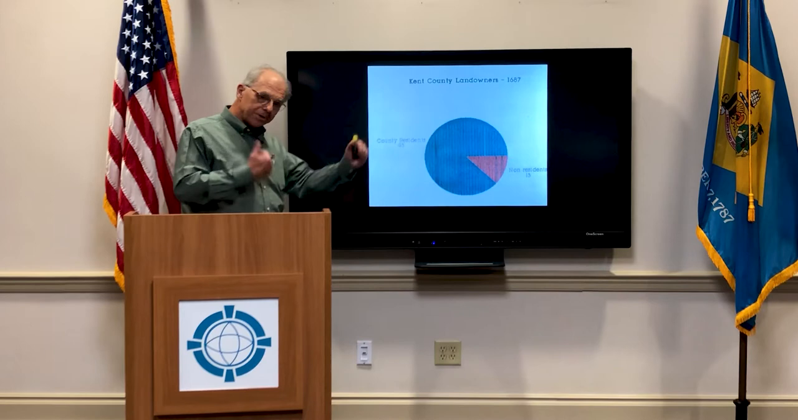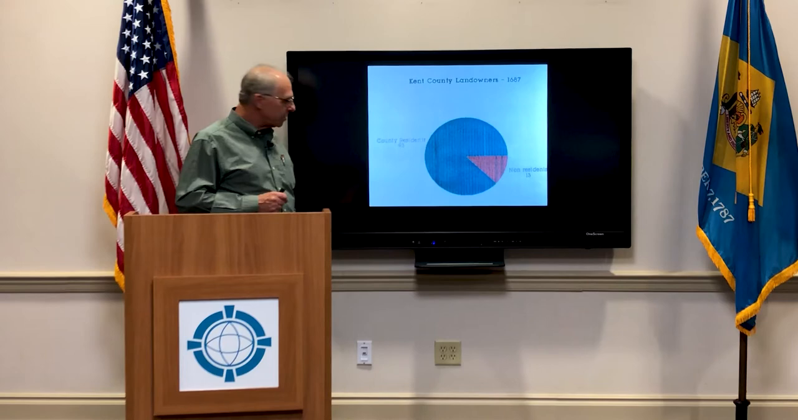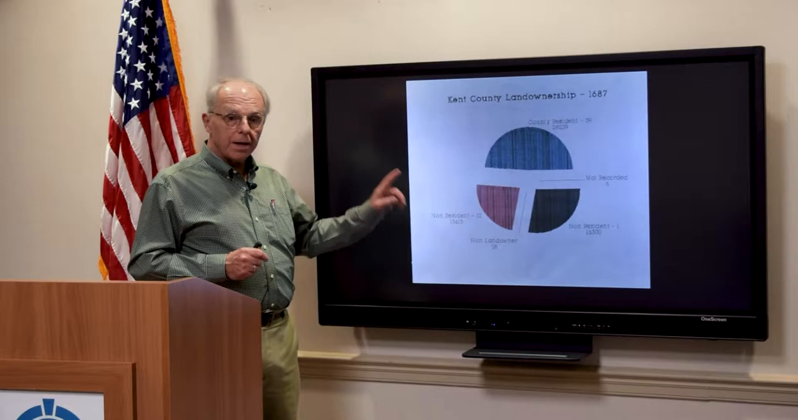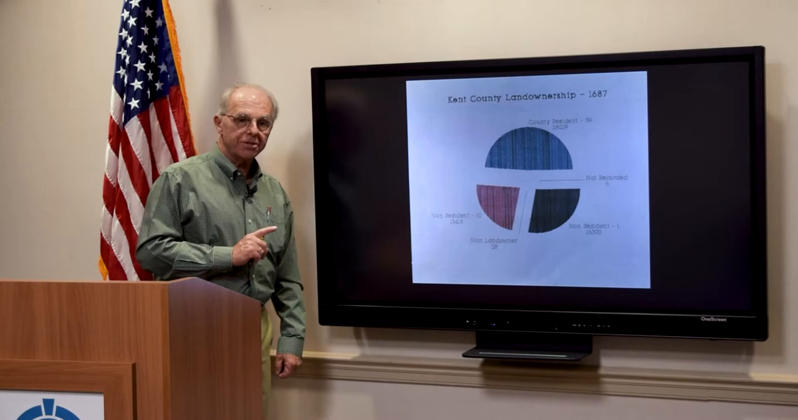So you kind of look at that. Okay, well, that's kind of what you'd expect. There's nothing particularly unusual about that. However, the land ownership pattern is interesting. The people who are resident, who actually live on the land, own slightly less than half of the acreage that's listed in this document. The other half is listed by about 12 individuals who are non-resident, and a quarter of that is listed by one man alone, a very wealthy Quaker merchant from Talbot County, Maryland.